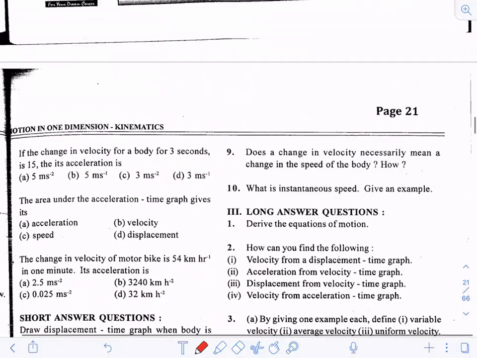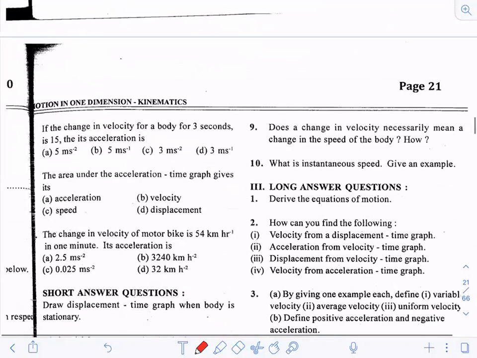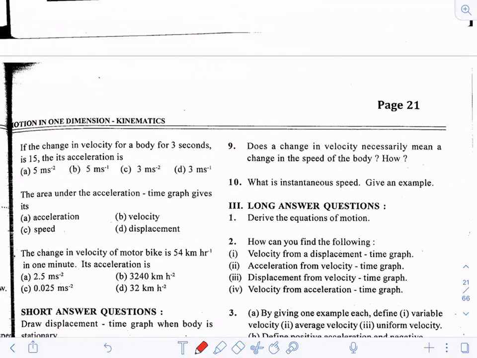Then this was 7th question. Just see this 8th question. Centimeter, gram, and second. CGS is centimeter, gram, and second.